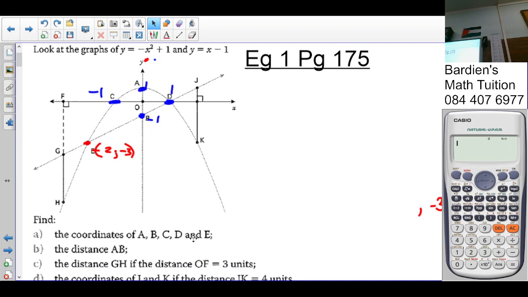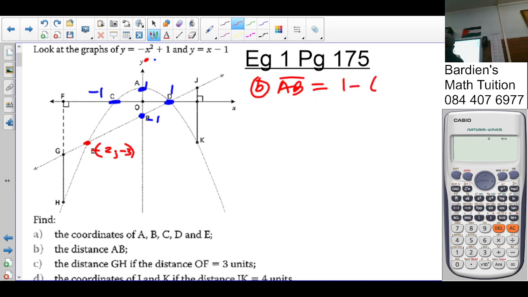Okay, the next question says, calculate the distance of AB. Calculate the distance of AB. That should be simple. So the length of AB, if that is 1, from there to the origin is 1. And from there to there is 1. So then what's the length of AB? 2. Or I can say the top one minus the bottom, which will give you 2 units. You all agree with that? That is AB. If that was 1 and that was 1, of course it's going to give you 2 at the end. Okay.